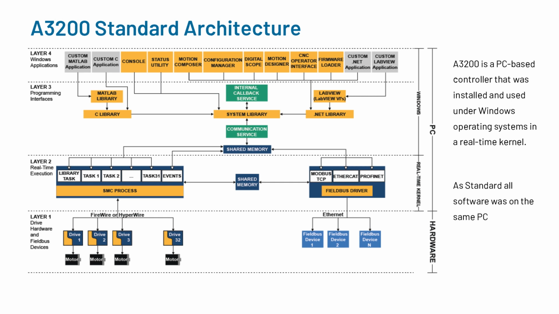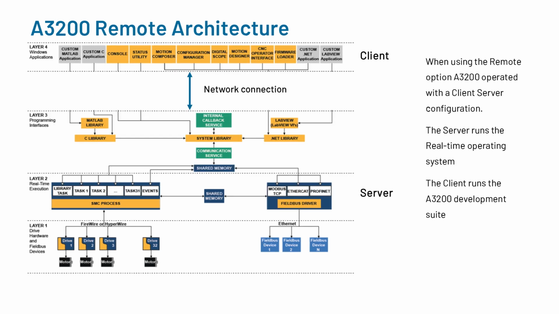Now, this was the standard architecture. We also had a remote architecture. This was a very simple change. It became a client-server system, meaning that the client running the A3200 development suite or the customized application would be split off from the rest of the system. So the client could be in another room, in another building, the other side of the world, technically. And then you would have the motion server doing everything else. So this is where all the real-time processors would be, and with the same architecture.